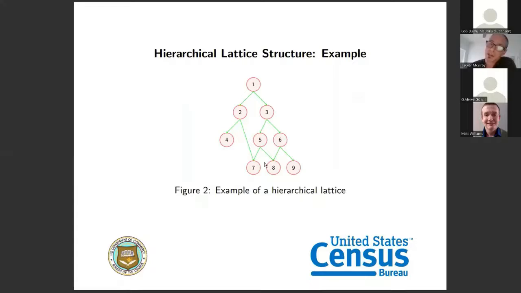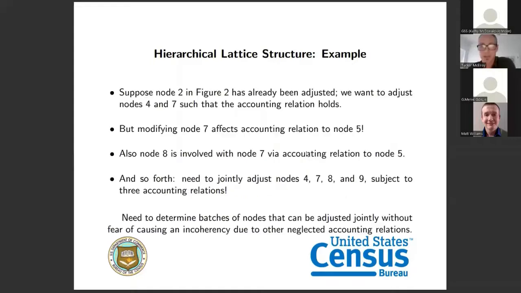Well, okay, 7 and 8 add up to 5, but 8 also figures in node 6. And it gets kind of complicated. As you go through this, the logic is that you need to have already adjusted 2, 5, and 6. And then you have these nodes 4, 7, 8, and 9 that you want to adjust. And there are 3 accounting relations that all need to be considered jointly. So the logic leads me to conclude that we need to jointly adjust these bottom nodes, 4, 7, 8, and 9, subject to 3 accounting relations.